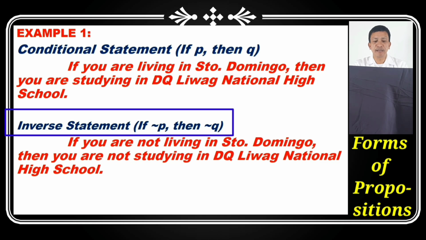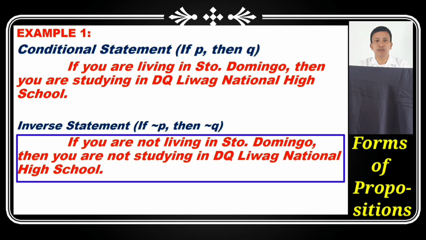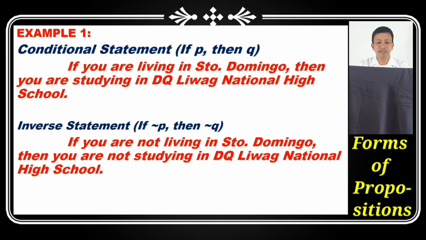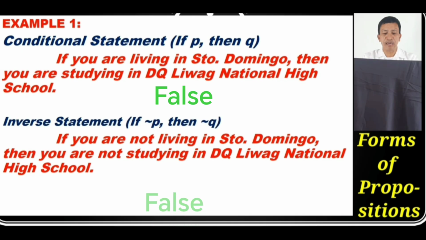For us to convert this into the inverse, just insert the word "not" to the P and Q statements of the conditional. If you are not living in Santo Domingo, then you are not studying in Diculiwag National High School. Again, as we notice, we just inserted "not" to both the hypothesis and the conclusion of the conditional statement. This statement is again false just because there are students not living in Santo Domingo, like Masalong, but they are studying here in Diculiwag National High School.